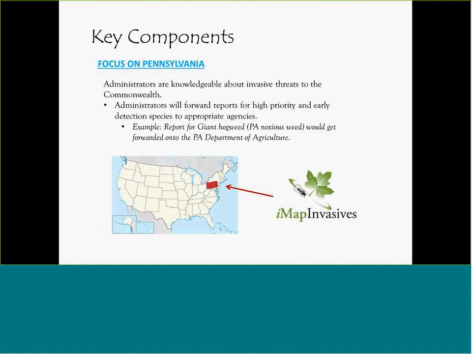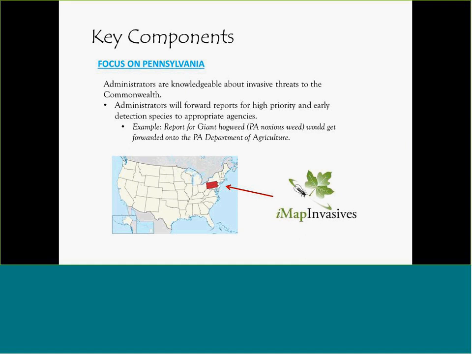So what are the key components? We did touch on this one already, but I do want to mention it again. We have this particular focus just on our state. Other databases that are out there typically are either at a local scale or a national scale, and they aren't necessarily statewide. So that's a nice thing about iMap: we're really only concerned about what we're finding here in Pennsylvania.